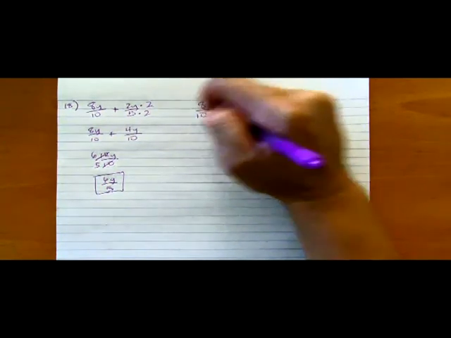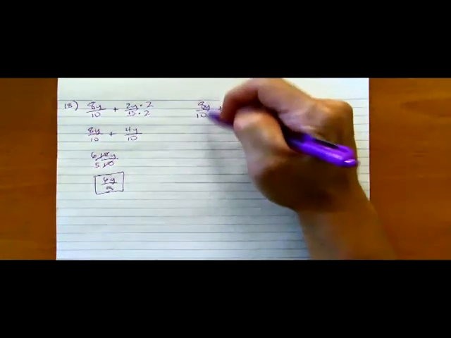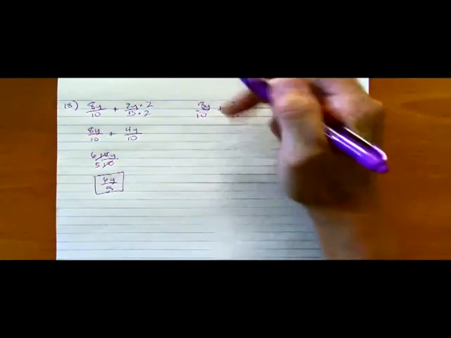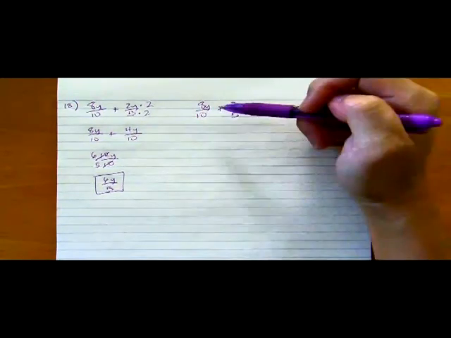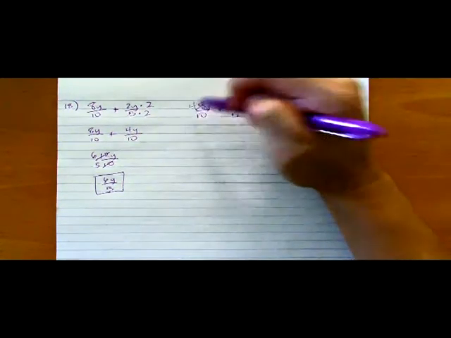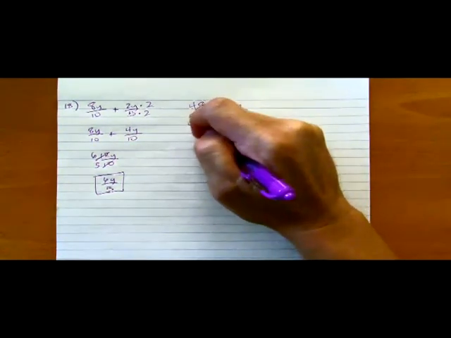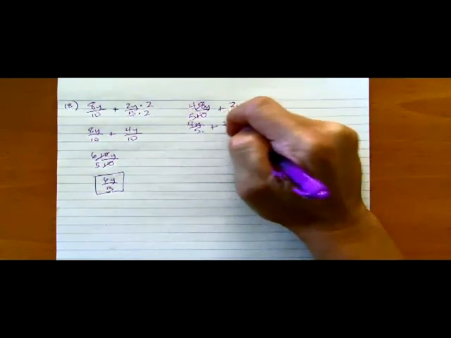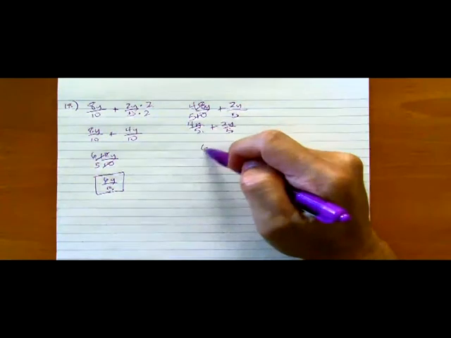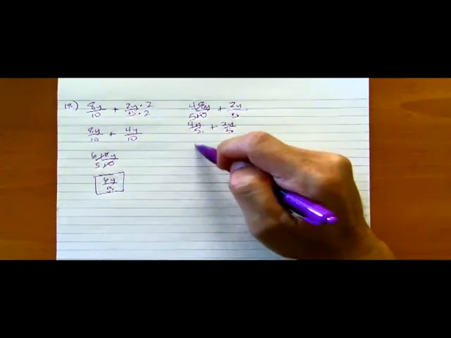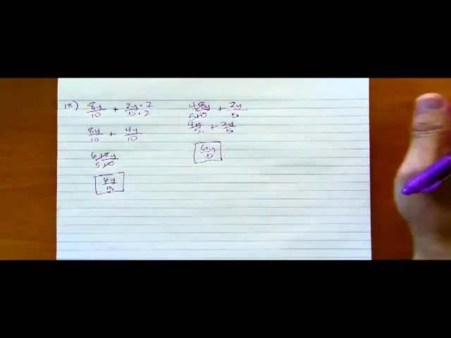We could do it a different way. Same problem: 8y over 10 plus 2y over 5. We could simplify the 8 and the 10. Both those numbers have a factor of 2, so that's 4 and 5. Now we have 4y over 5 plus 2y over 5. Again, the denominators match, so now we can add. That gives 6y over 5, the same answer as last time. So there's a bunch of ways that we could do these problems.